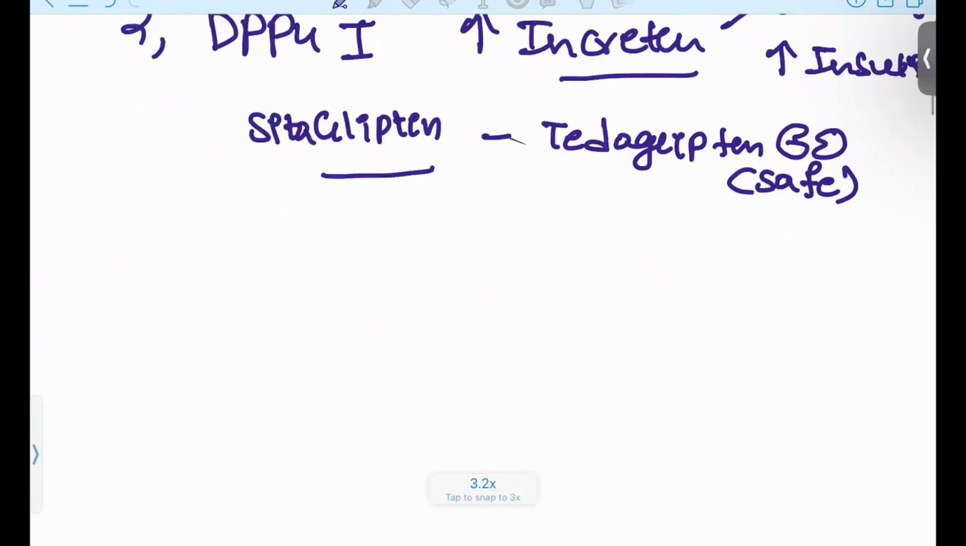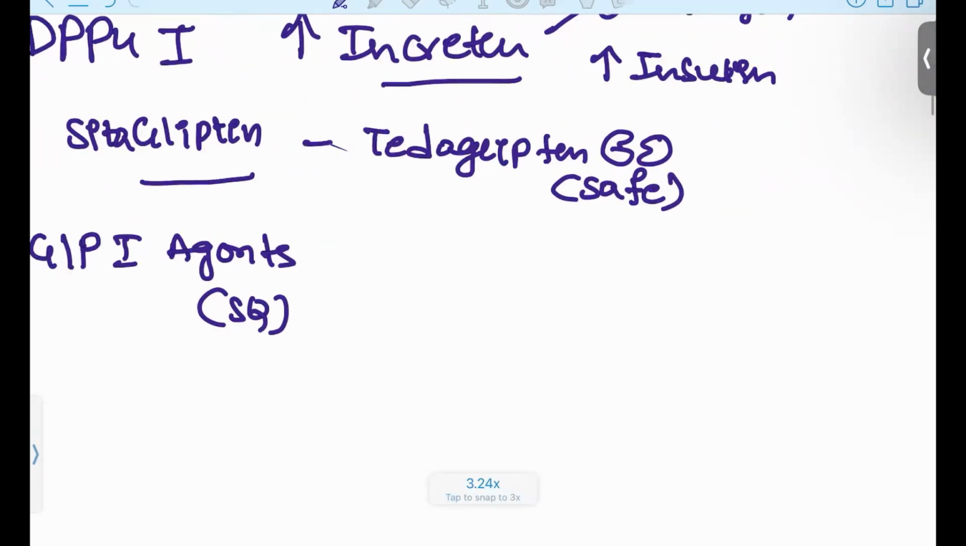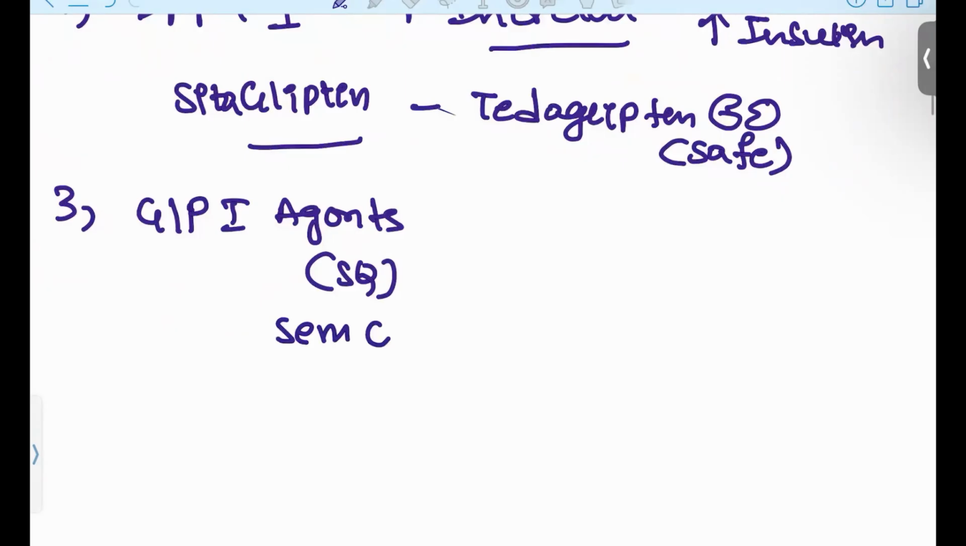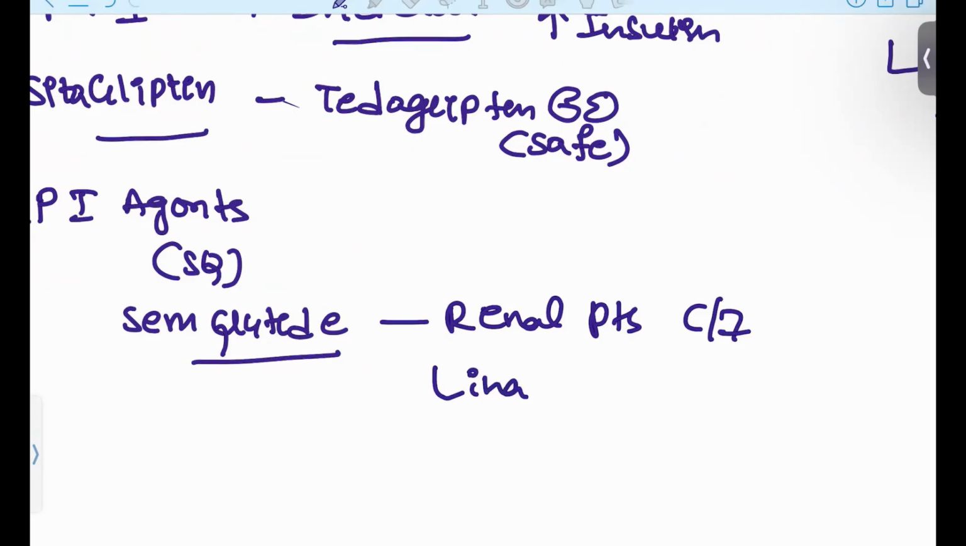And next one is your GLP-1 agonist. GLP-1 agonist drugs are only present in the SQ form, subcutaneous form. What are those? The glutides: semaglutide and liraglutide. All these drugs end with glutide. These drugs are also not safe in renal patients; they are contraindicated in renal patients. But what can be given? Another exception, linaglutide, can be given for this patient. These are the two renal safe drugs.